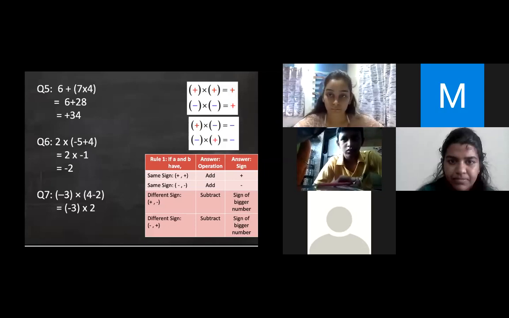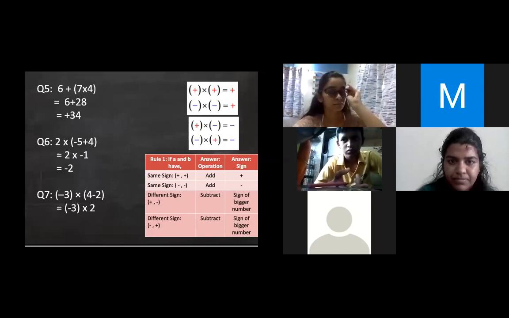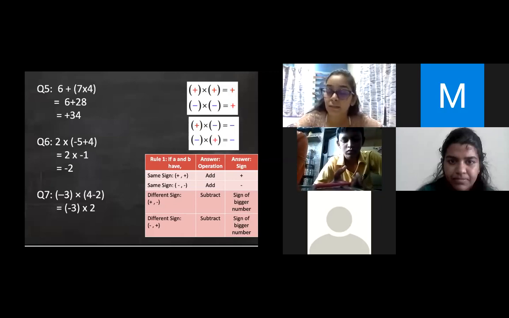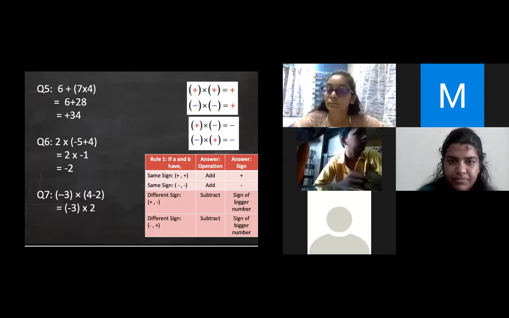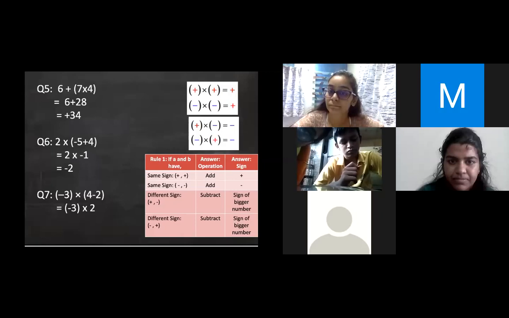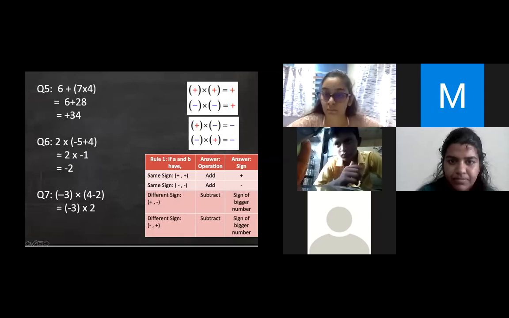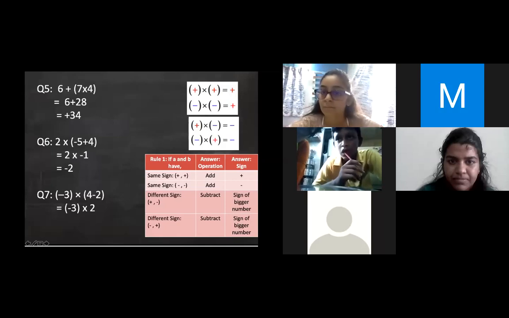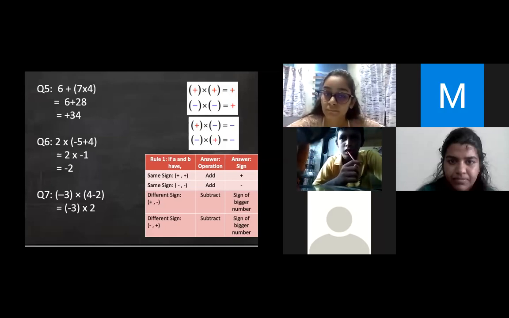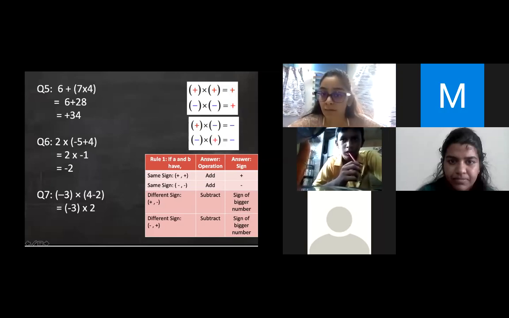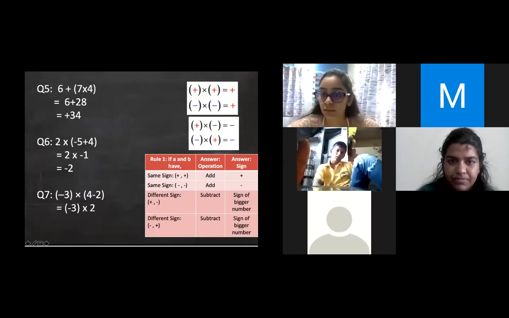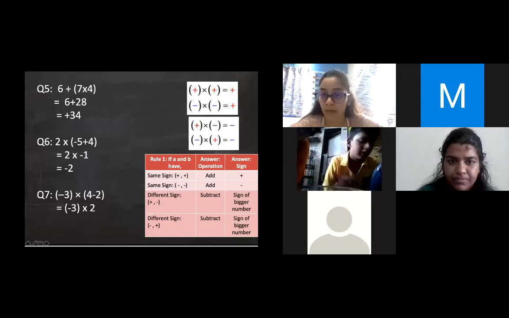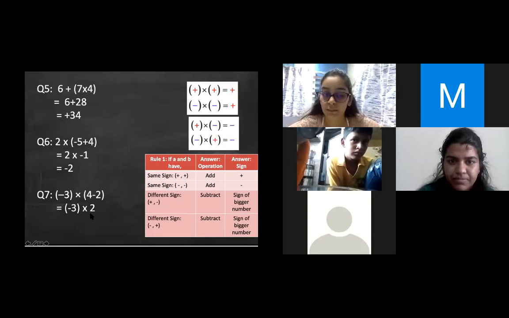Rule number 2. Number 2 is minus multiplied by minus. Are the numbers in minus here? Yes, minus multiply plus minus. So minus into minus, minus multiplied by positive is the fourth rule. This one, right? Yes. So what is the final answer, in which sign? Minus. So what will the final answer be?